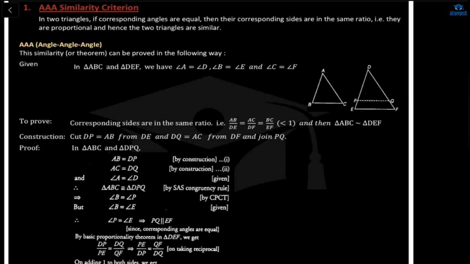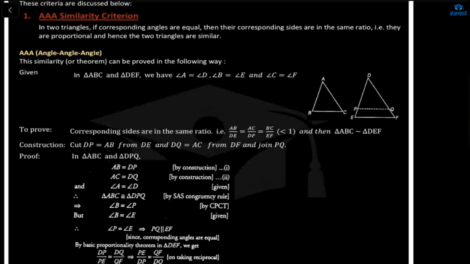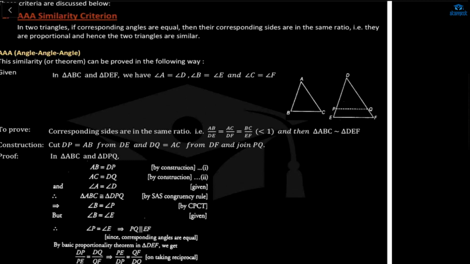The two triangles are there. So we are taking ABC as one triangle and DEF as the other. When you are proving, you can name them whatever you feel like. I'm taking ABC and DEF, two triangles. Now it is given that all the corresponding angles are equal. That means angle A is equal to angle D, angle B is equal to angle E, angle C is equal to angle F.